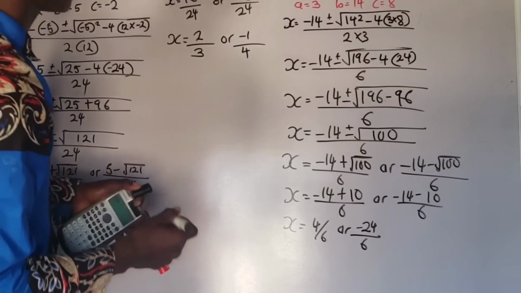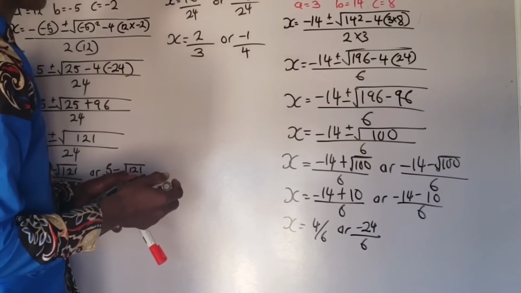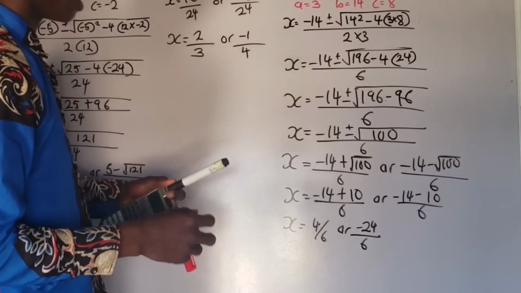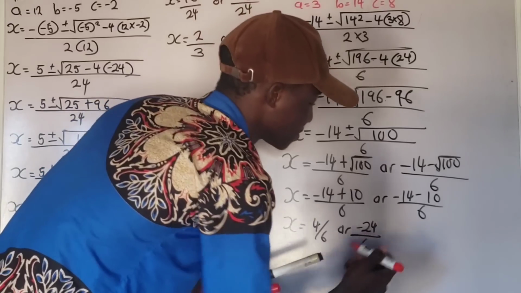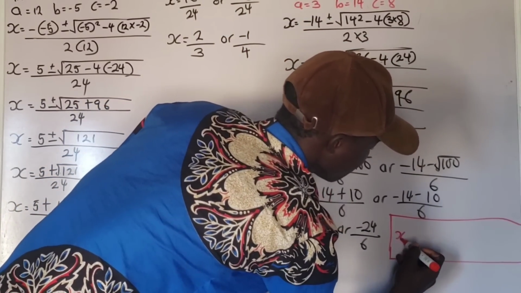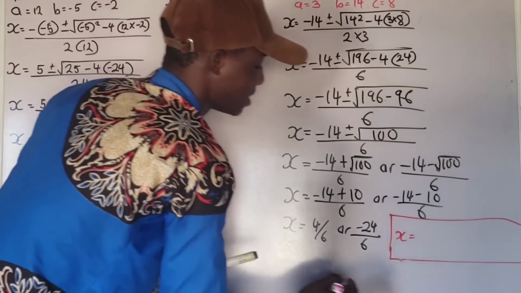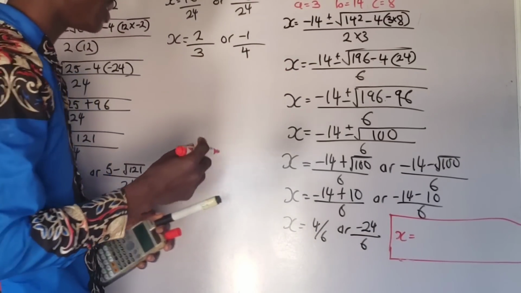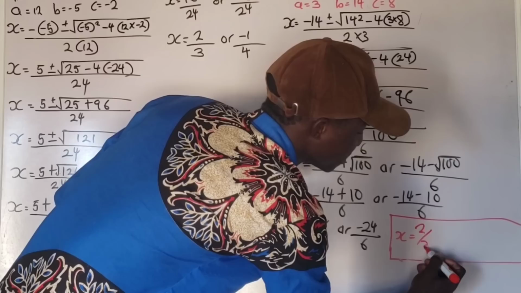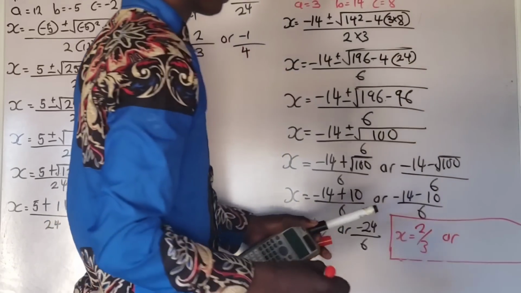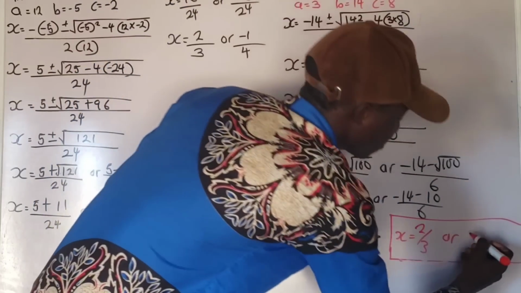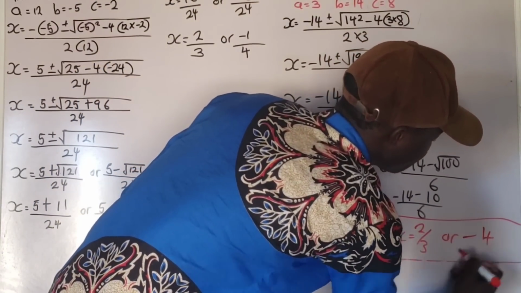Now it is easy to determine the value of x. All you have to do is reduce this fraction. So x, please pay attention, let me just put it in brackets here. x is equal to 4 divided by 6, reduce both the numerator and the denominator by 2, so I'm going to have 2 all over 3, or negative 24 divided by 6. What's the answer? That is what? Negative 4, you understand?